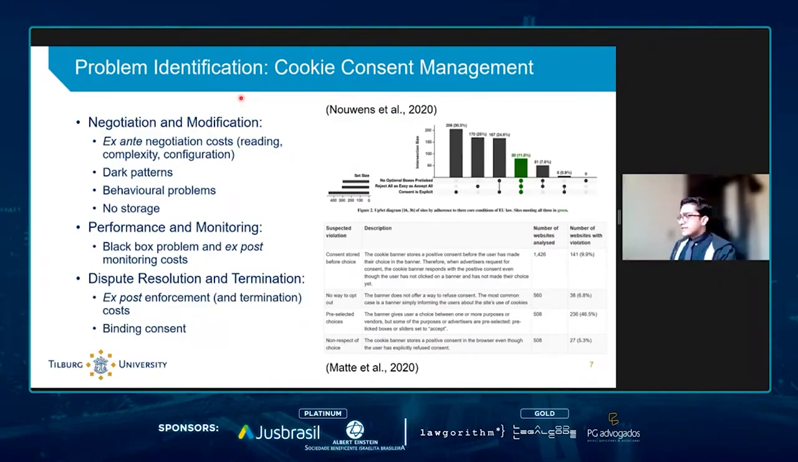Now, if you see on the right side, there is some recent research that has been conducted on problems users face with cookies. And at the bottom, a lot of these problems focus on the negotiation and formation stage. But in Mate et al., their study, they've analyzed 508 websites, and they found that 5.3% of those websites did not respect the choice of the users, even after the users actually denied consent.